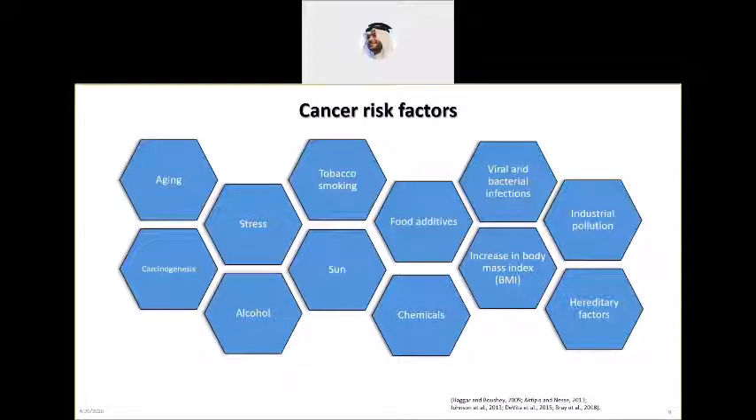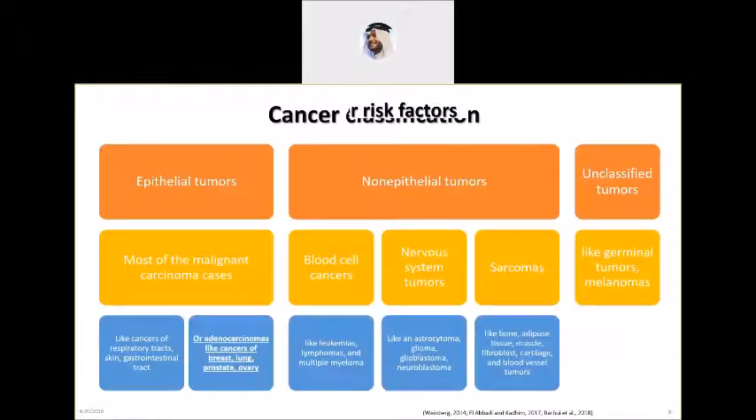There are different risk factors related to cancer, such as aging, carcinogenesis, stress, tobacco smoking, food additives, chemicals, and many other things. Usually for diagnostic purposes, the classification of tumor molecular subtypes is based on the level of expression of relative receptors by immunohistochemistry staining, as well as the expression profile. But basically, we can classify cancer into epithelial tumor, non-epithelial tumor, and unclassified tumor. For example, epithelial tumors include most of the malignant carcinomas or adenocarcinomas, like cancers of the breast, lung, or prostate.